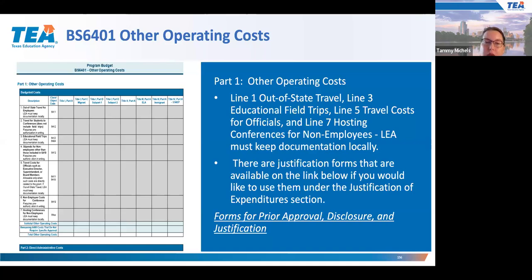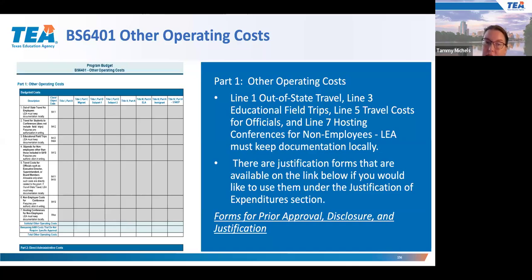And then this schedule has 2 distinct requirements. Under the activities requiring specific approval, there is 1, costs that require the organization to keep the documentation locally, and 2, costs that require pre-authorization in writing. Let's first talk about the activities that require the organization to keep documentation locally.